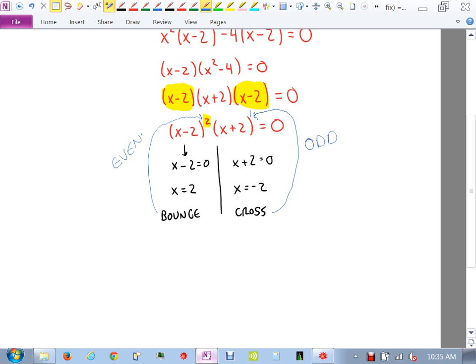One of the mistakes I see people make is that when they're trying to determine the bouncing and the crossing, they look at the number itself. They're like, oh, 2 is even, so I bounce. It has nothing to do with the number itself. It has to do with the power on the factor. And in next class, we'll call that the multiplicity of the root. We just have some technical name for it. Any questions? We're ready to graph.